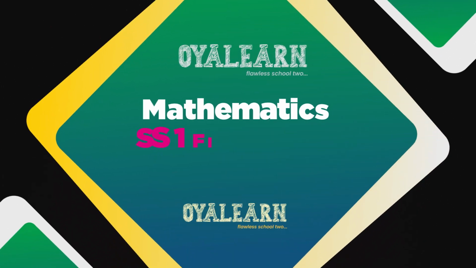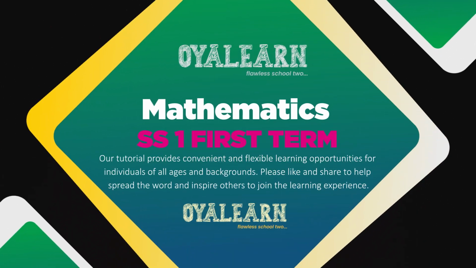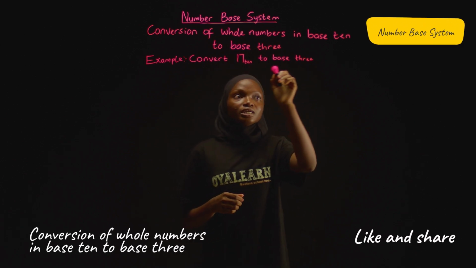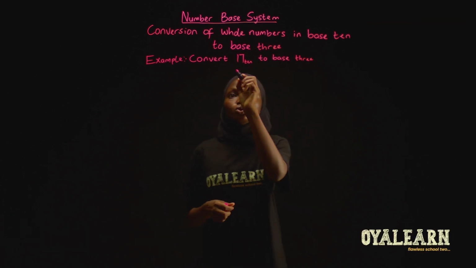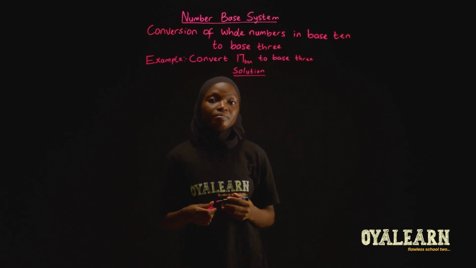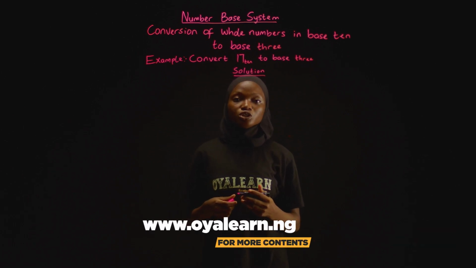Let's learn how to convert whole numbers in base 10 to base 3. Example, convert 17 base 10 to base 3. Solution. We divide repeatedly by 3 until further division is no longer possible.